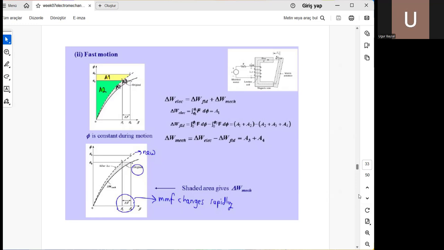And if we follow accordingly, change in the mechanical energy can be graphically represented by A3 and A4 this time in a fast motion. So this is the second, assuming flux is constant now, but MMF varies accordingly.